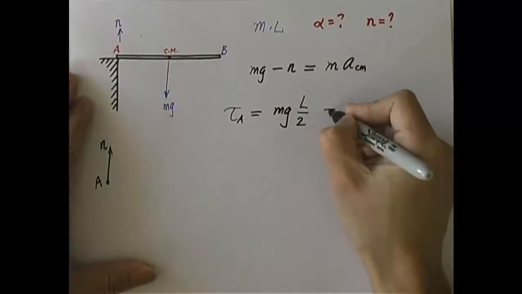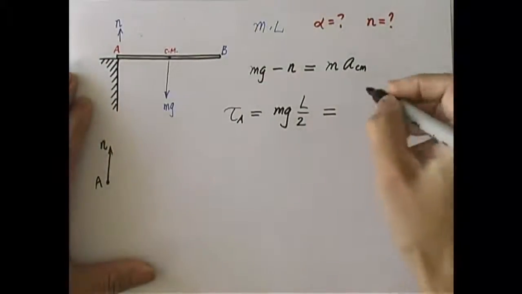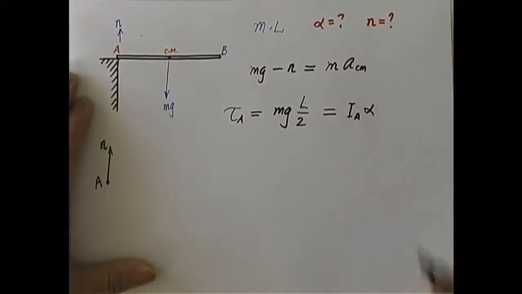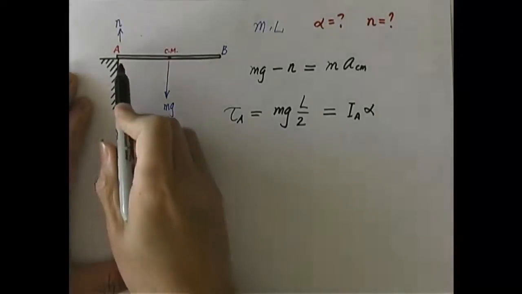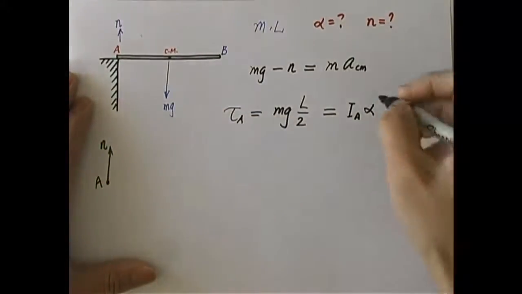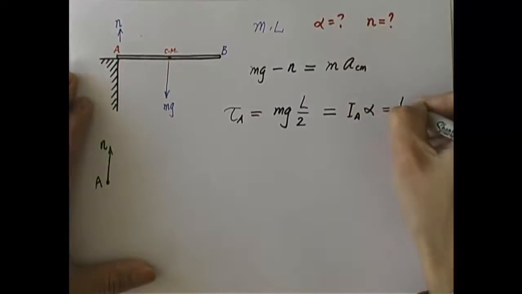According to the torque theorem, torque about point A should be equal to rotational inertia about point A times alpha. What is the rotational inertia about point A? It's a uniform rod, mass m, length L, about one end. Now, we did that calculation before. It's 1/3 mL squared, okay? And then times alpha.